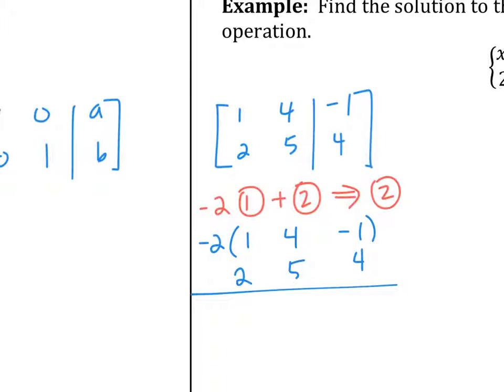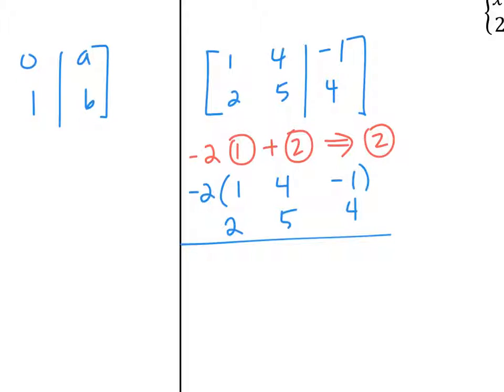Okay, I'm going to do this kind of slow in the beginning. So -2 times the first row, that's -2, -8, 2, plus the second row. Second row is 2, 5, 4. Add that together, 0, -3, 6.